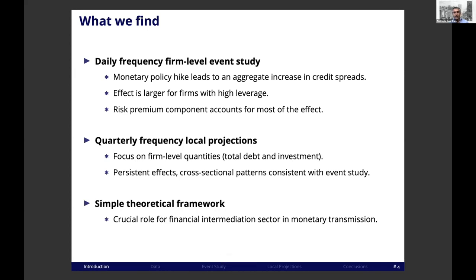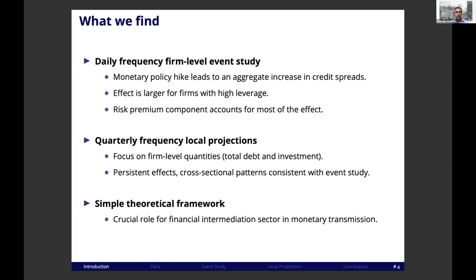Finally, we develop a very simple theoretical framework that combines the elements that I described in the previous slide. So frictions on the firm side, a la Bernanke, Gertler, and Gilchrist, and frictions on intermediaries, a la Gertler, Karadi, Kiyotaki. And we're going to use this framework to try and interpret the empirical evidence in these first two parts of the paper. And through the lens of this simple framework, we're going to see that frictions in the financial intermediation sector are going to be crucial to understand the monetary policy transmission mechanism.